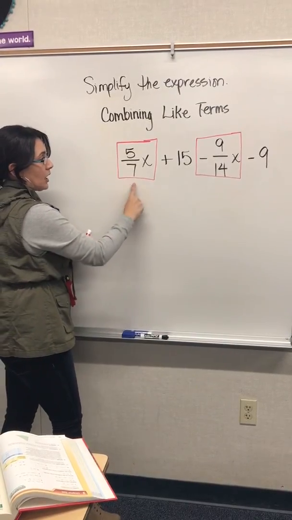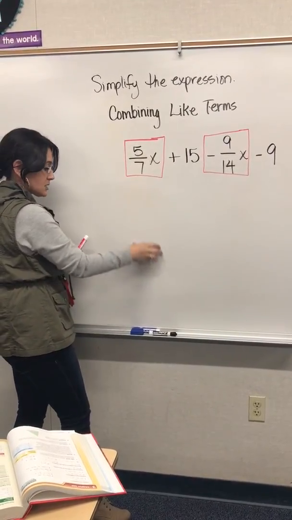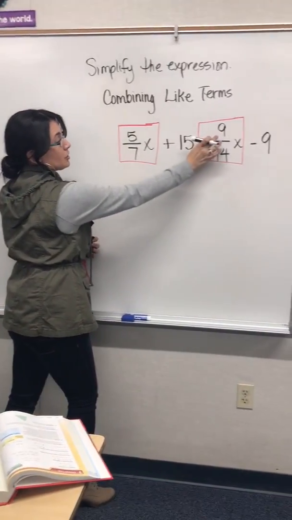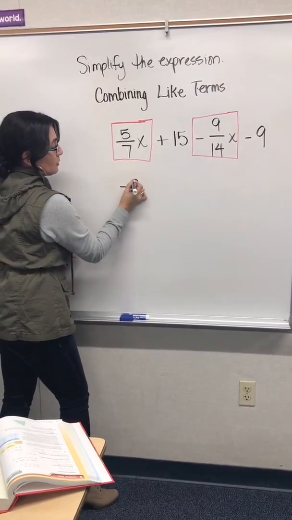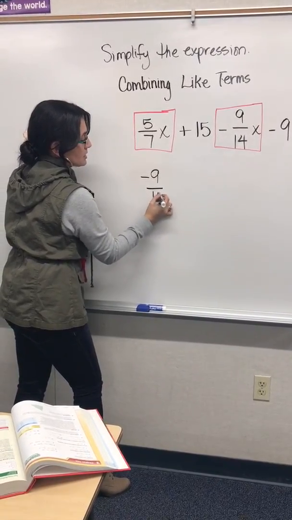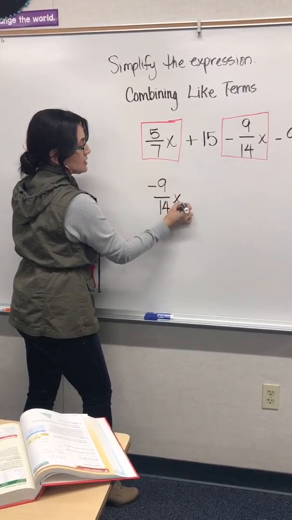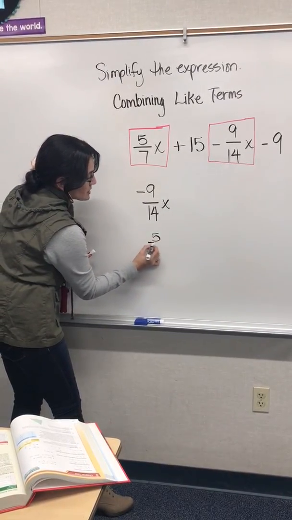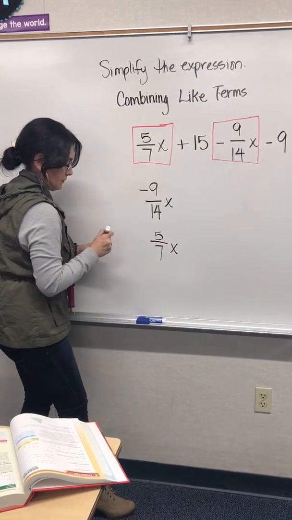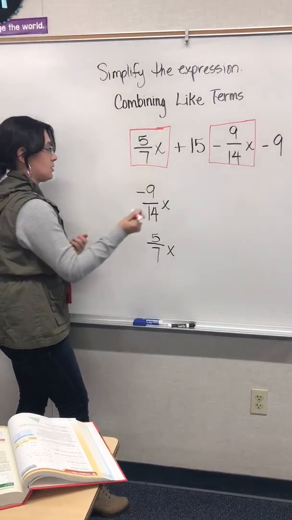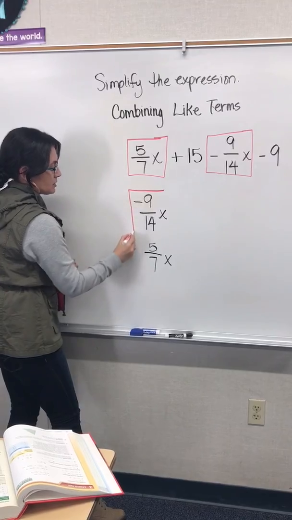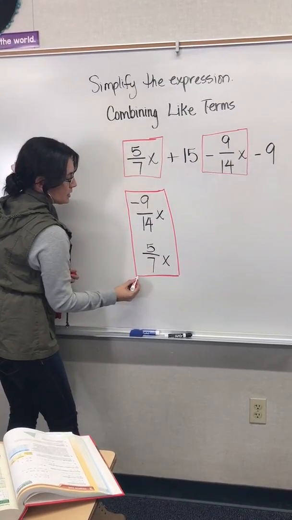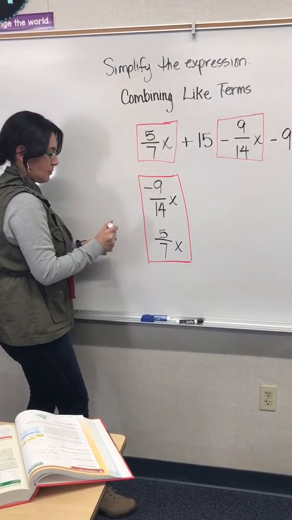I'm going to rewrite these vertically so that I know they belong together. I'm going to take the larger fraction and put it on top, or the one that appears to be larger at the time, negative 9/14 x, and then I'm going to line up the positive 5/7 x right underneath it. Okay, and then I'm going to box it together so that I know that they belong together, and I don't forget that those two need to be added together or combined.